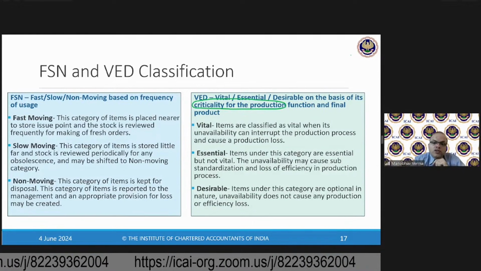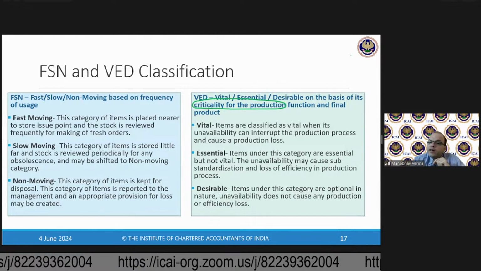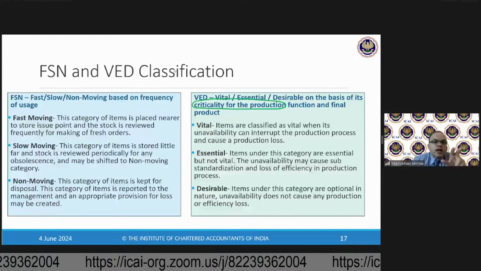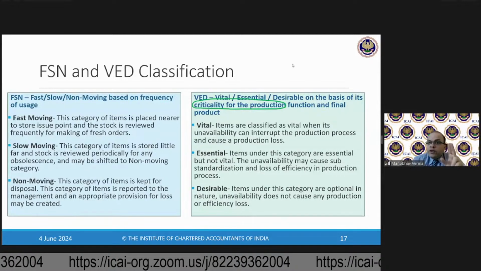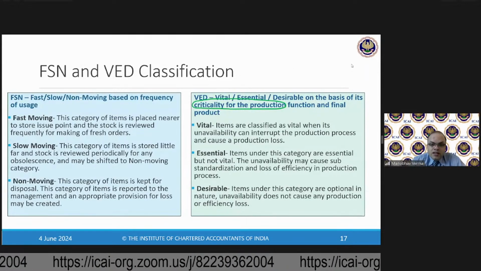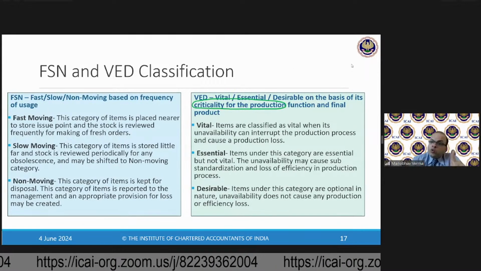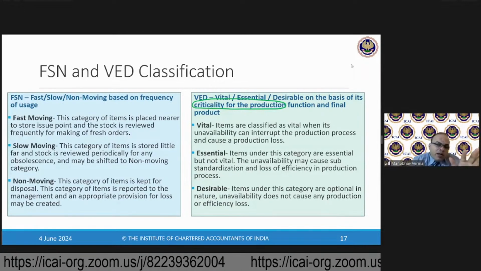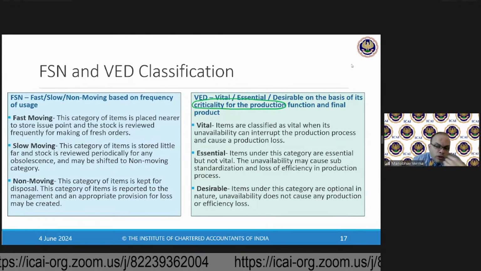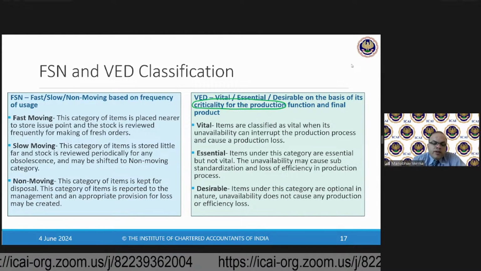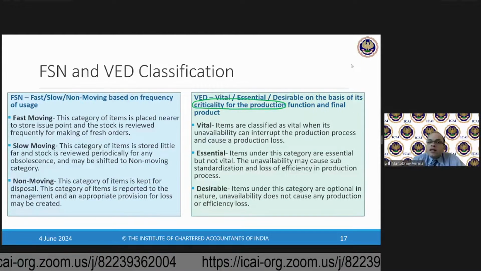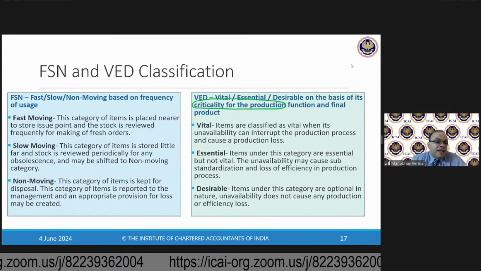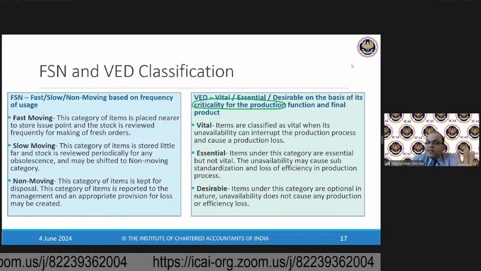Then we have essential, wherein they may not be as vital, but they're still essential. That means if you play around with the quality, or there are more than reasonable delays, that could hamper the production or the quality of it. And desirable is the third, or bottom, category, where it may not result in a major loss, but that doesn't mean that any of these categories are not important.